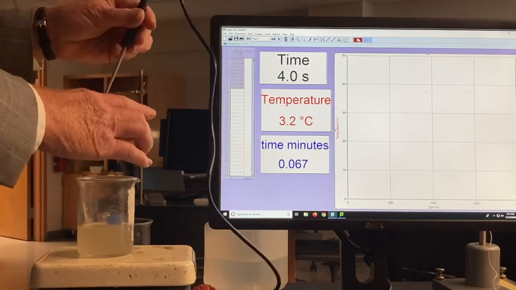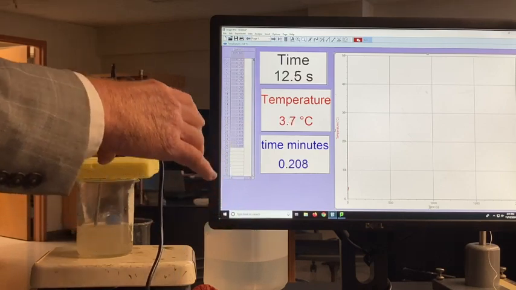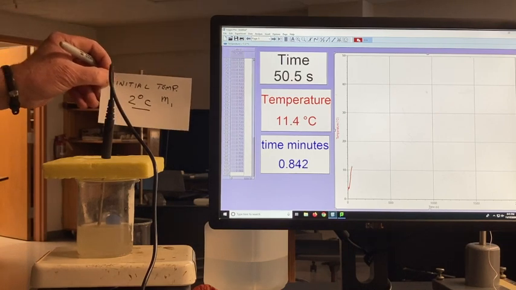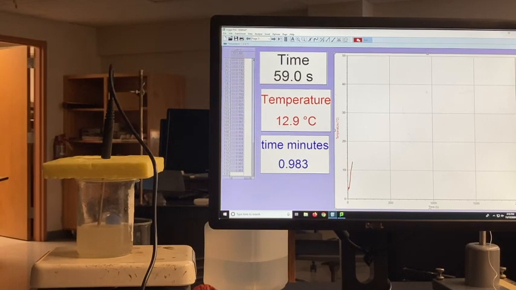And we'll start with this, and you'll see what I'm going to be doing. All right, so we'll take the initial temperature to be the cold water mass, M sub 1. All right, cold water initial temperature, 2 degrees Celsius. So that's what we'll have, 2 degrees Celsius. Now we're going to track this for a while.